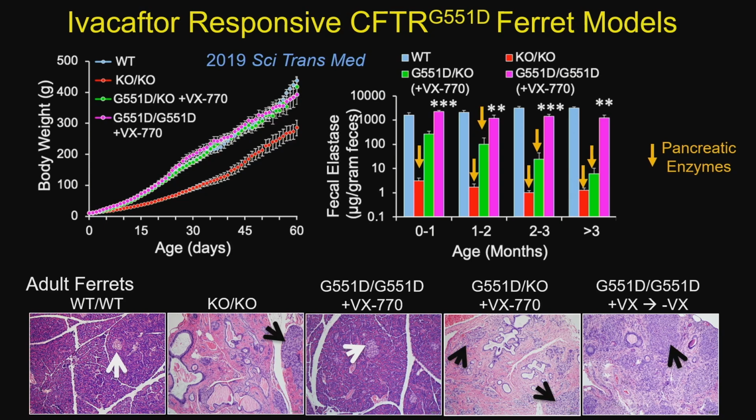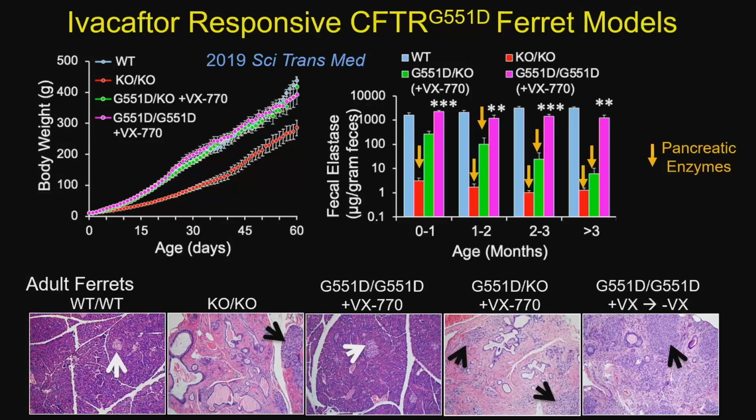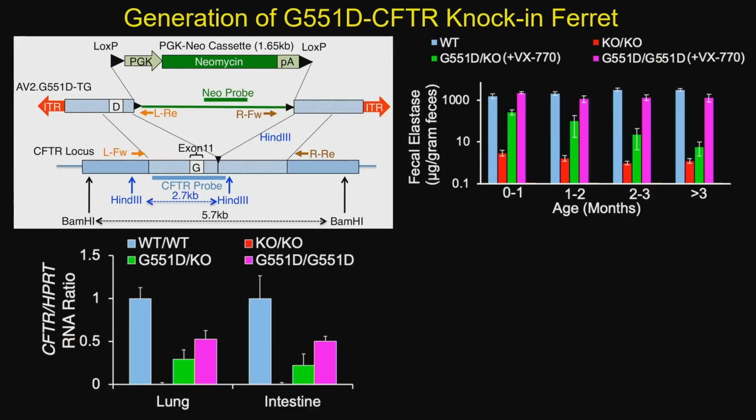And you can look at the morphology of these various animals here, comparing a knockout at an adult stage, to wild type, to homozygous G551D with normal on VX770 or ivacaftor, the CFTR modulator, heterozygote animals next to the right, and then homozygous animals that are taken off VX770 that then go on to develop disease. If one compares this to human, you would ask, well, the heterozygote carriers of CF are normal. So why do the heterozygote CF animals become pancreatic insufficient?